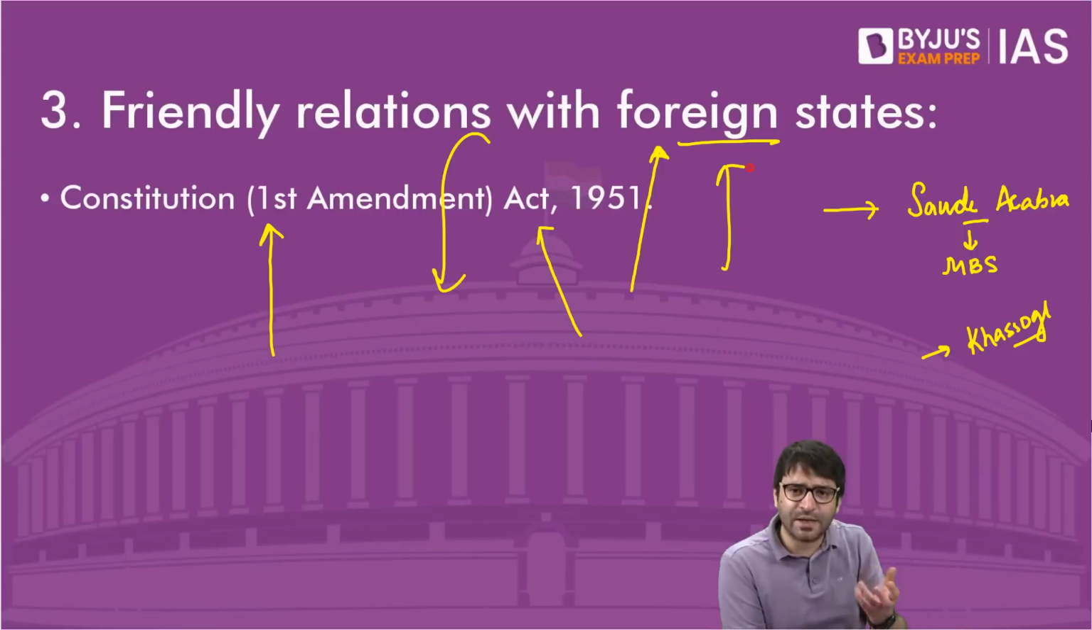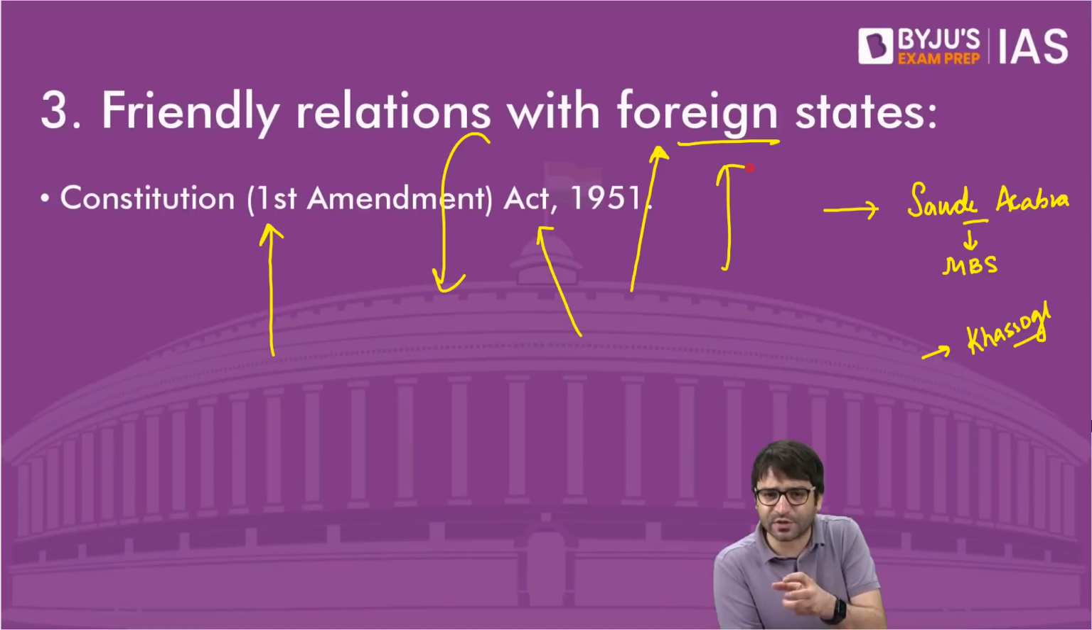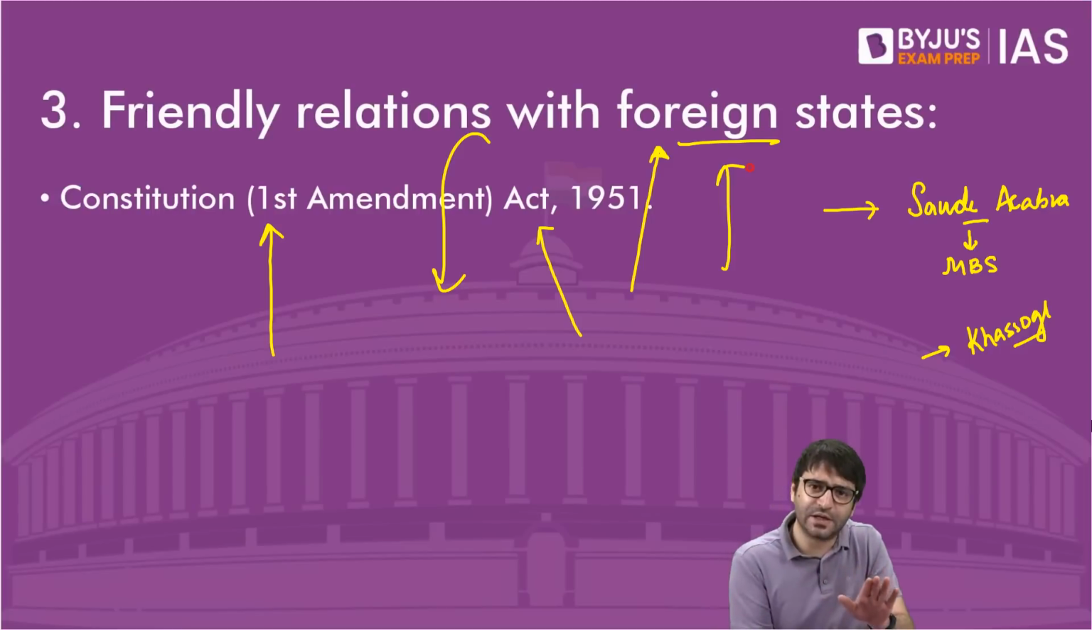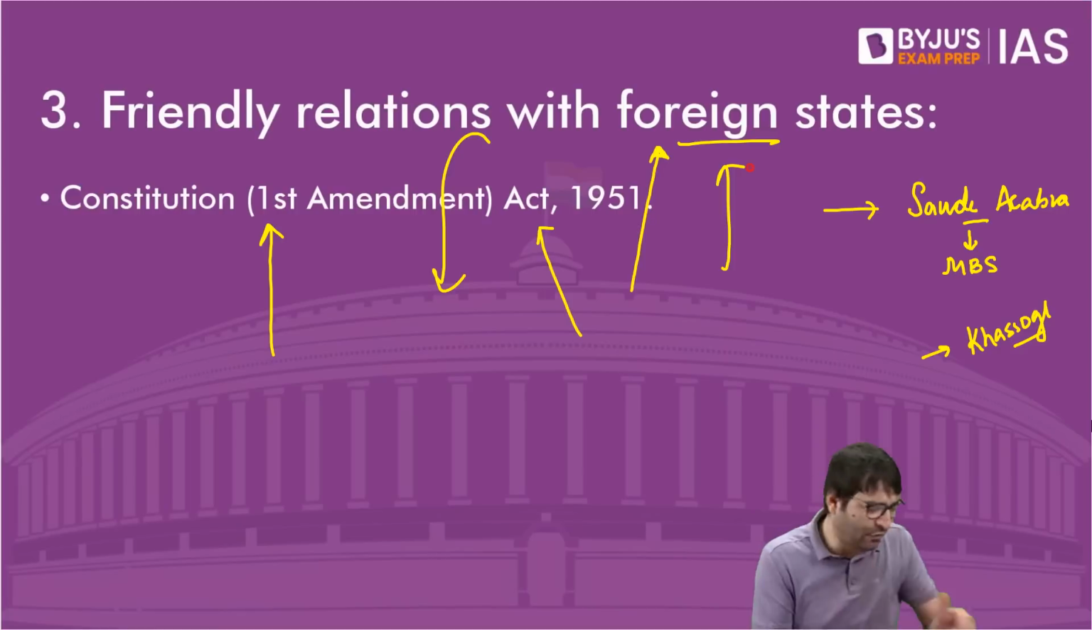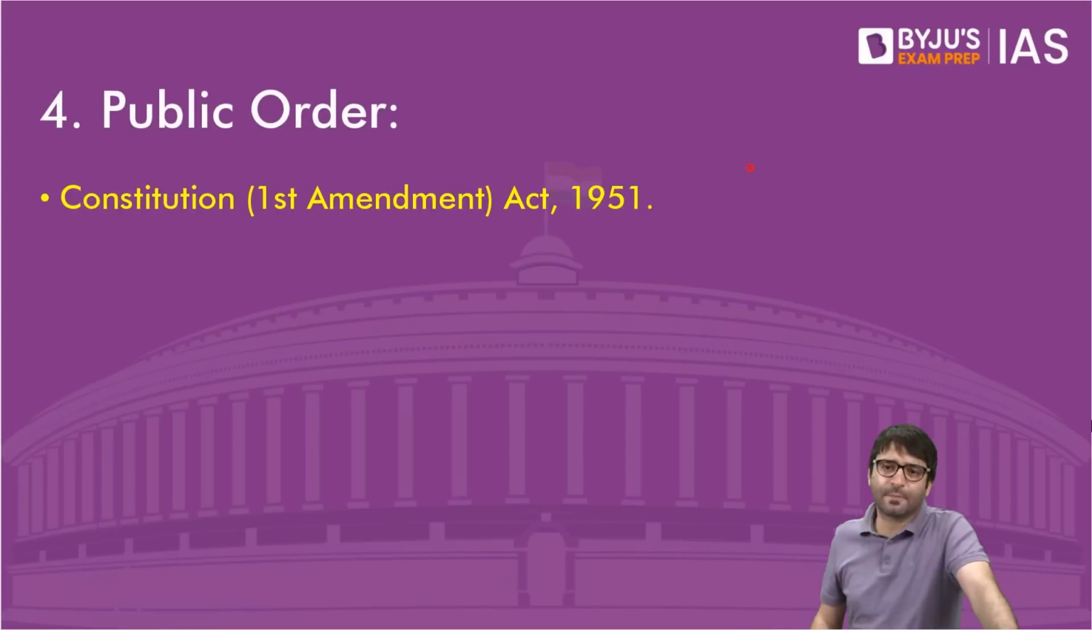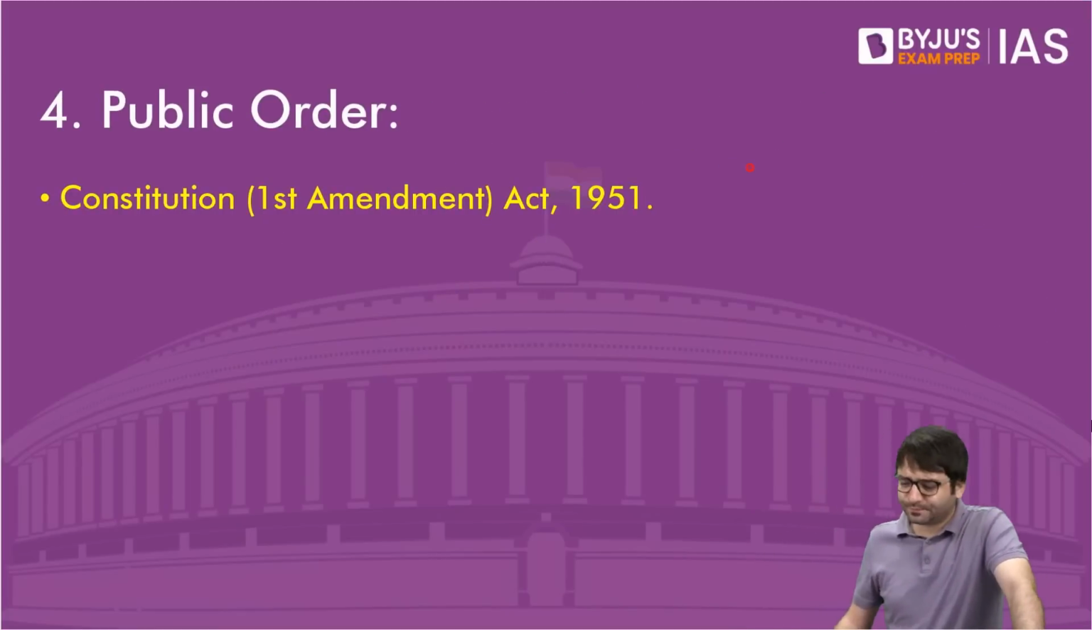But be that as it may, your freedom of speech and expression is not absolute. It comes under reasonable restrictions. One such restriction is sovereignty and integrity of India. Clear? Second is security of the state. Clear? Third is friendly relations with foreign states. Clear? Fourth is public order. And what is this public order?